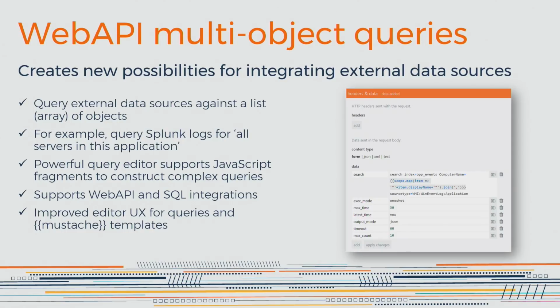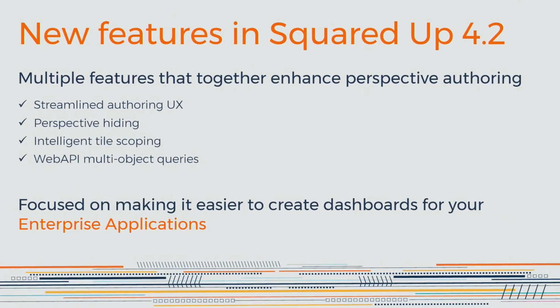As I say, expect knowledge-based articles and coffee breaks and the like coming your way just to really show how you can leverage this functionality for different data sources. So that is 4.2. So we had all of these features that come together to enhance perspective authoring. So streamlined authoring UX, that's where we don't even do the page reload anymore. We've tucked away the settings. Perspective hiding to allow you to tidy up the perspectives that appear in the perspective ribbon.